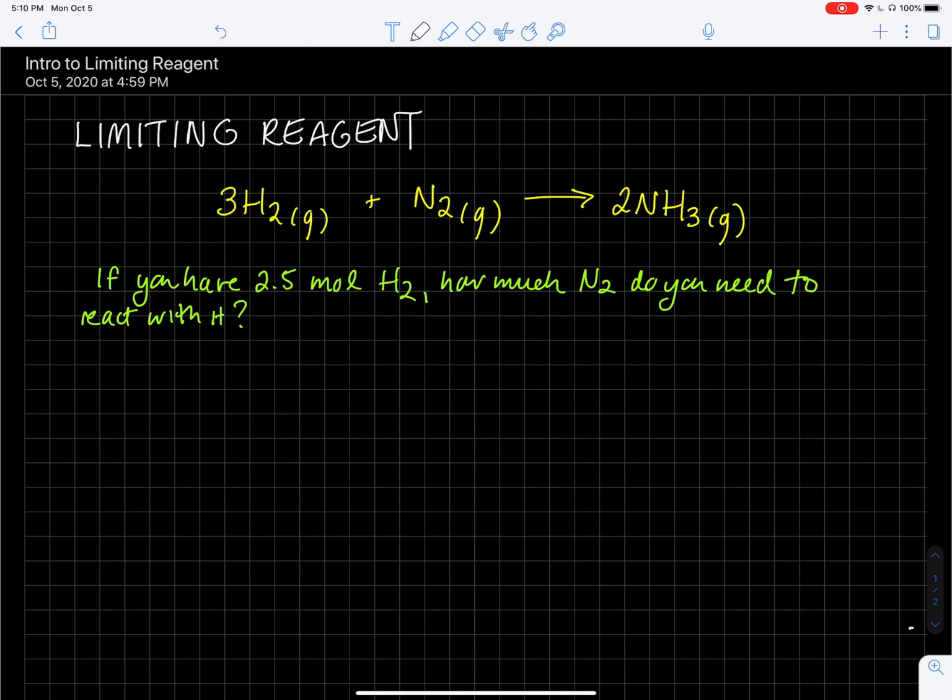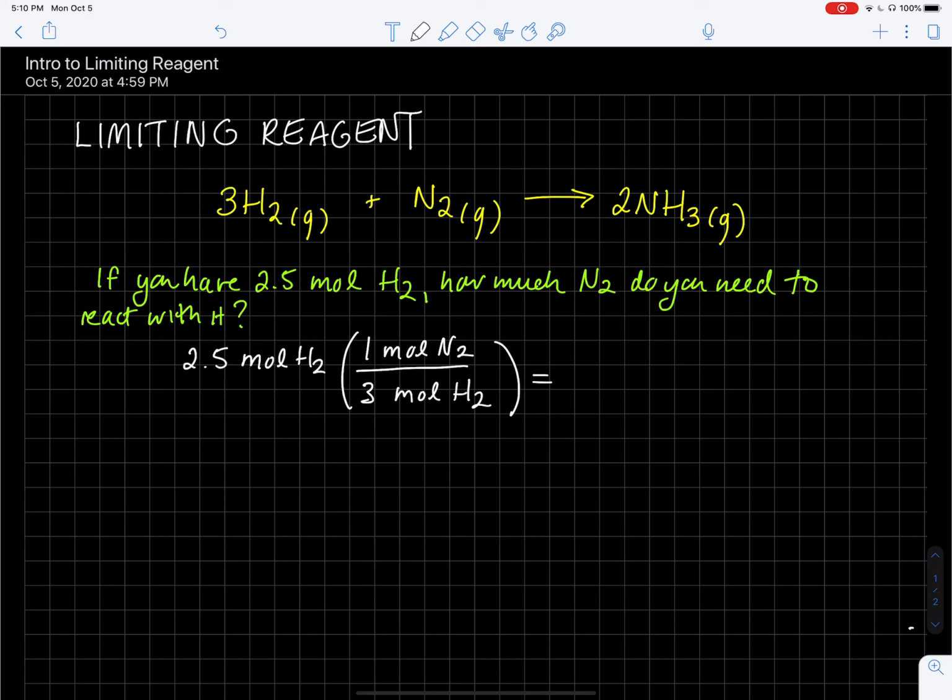All right, so our starting point here is 2.5 mole of H2. We're trying to find out how much nitrogen we need, so we use the mole ratio of nitrogen to hydrogen, 1 to 3. My moles of hydrogen cancel out. And the answer I get with 2 sig figs is that I need 0.83 mole of N2. And I can even annotate this: needed to react all my H2. Okay, so that's a problem you've done before.